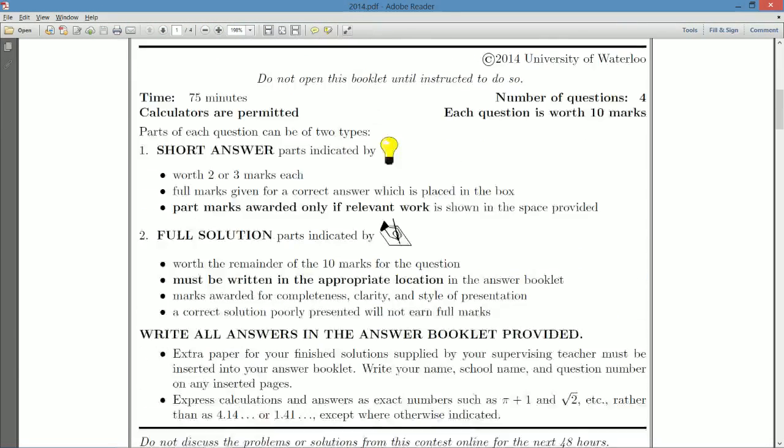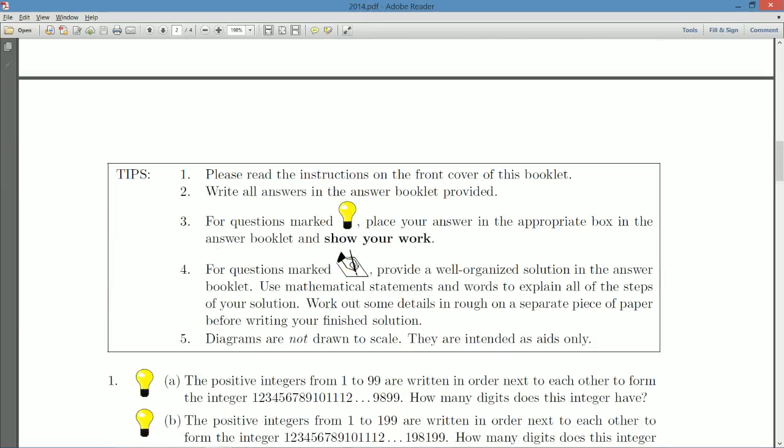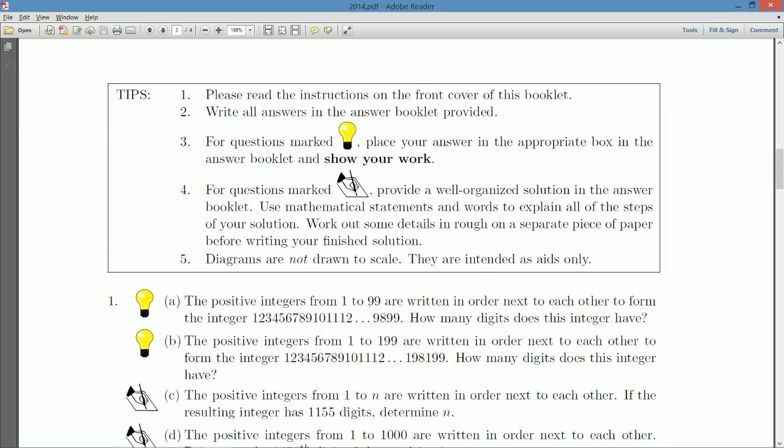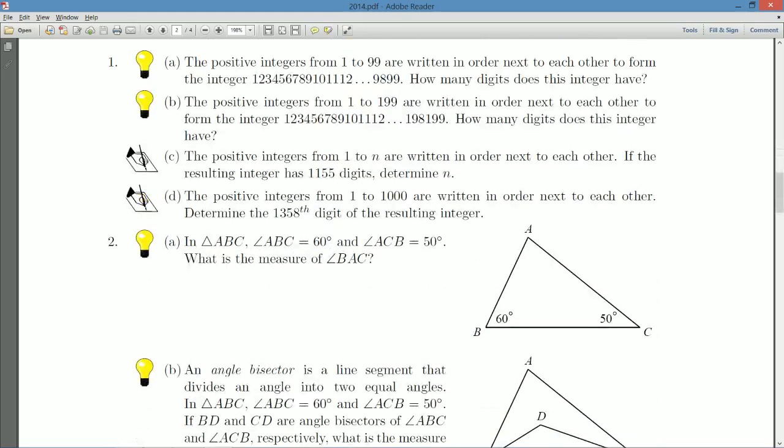So we have our usual preamble that we get with most Waterloo contests. It's always a good idea to read that anytime you're writing any of the contests. And these tips are also useful to know. But we're here for the math, so let's take a look at question 1.